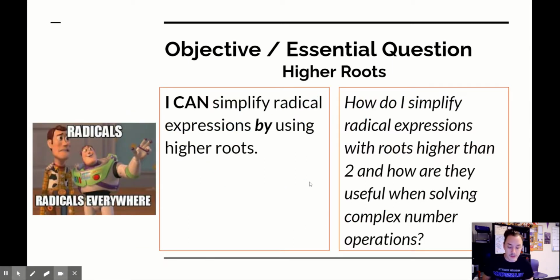Higher roots. How do I simplify radical expressions with roots higher than 2? And how are they useful in solving complex number operations? They're going to be extremely useful, and we're going to be mainly using them next week.